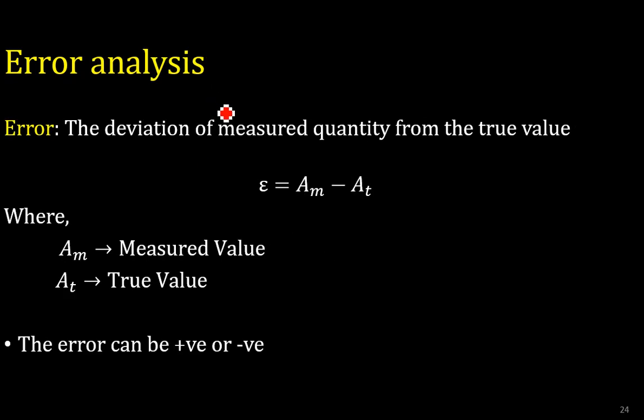Now, error is the deviation of the measured quantity from the true value. Okay, and this particular value is known as the absolute error. That is, AM is the measured value and AT is the true value. Okay, this is the actual value of error. So you will have some measured value and you will have a true value which is the expected value. So the difference gives you the absolute error. And the error can be positive or negative. That is, the measured value can be a larger value or a smaller value when compared to the true value.